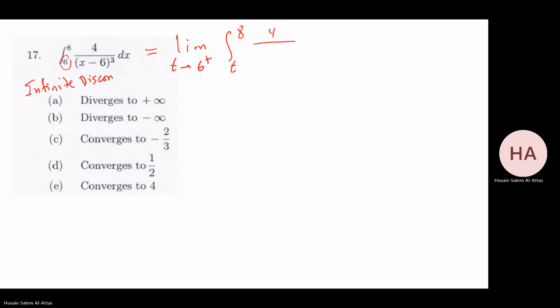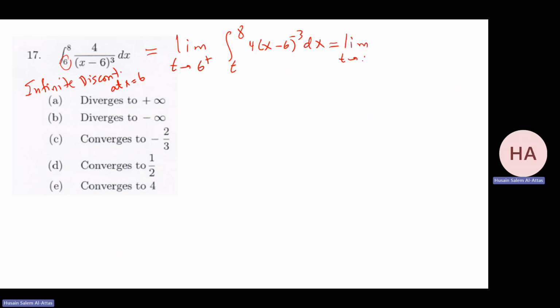This one, I have a problem only with the 6. So I think this one would be an easy one. Limit as t goes to 6 from the right. I have an infinite discontinuity at x equals 6. So I have the integral of 4 times (x minus 6) to the power minus 3 dx. Yeah, that is an easy integral.